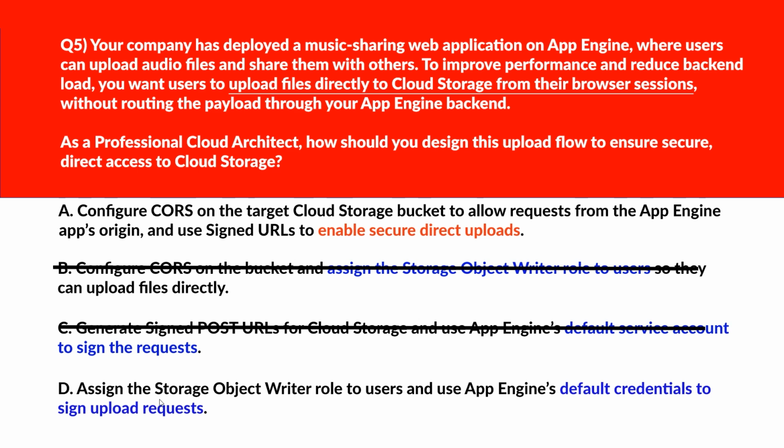D says assign the storage object writer role to users and use App Engine's default credentials to sign upload requests. So this combines insecure role assignment with missing CORS, not suitable for direct browser uploads. Incorrect. We'll lock option A as the right answer.